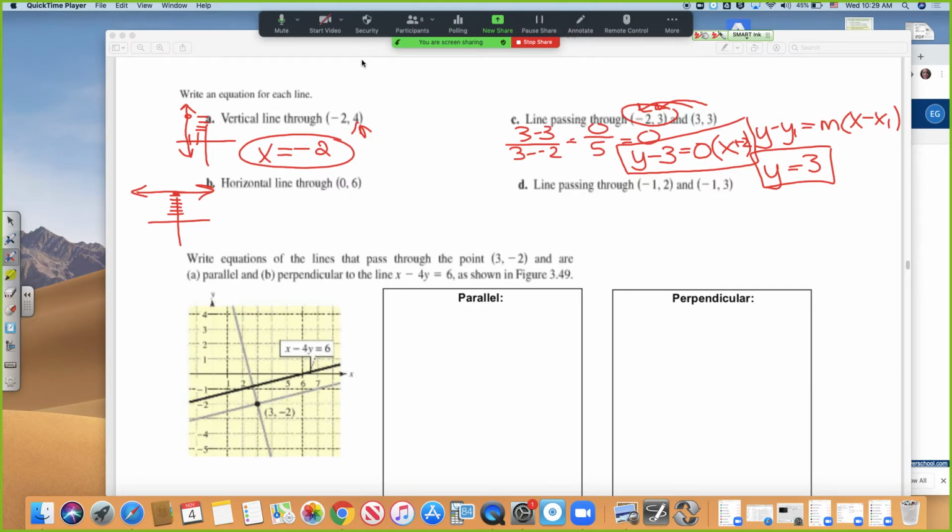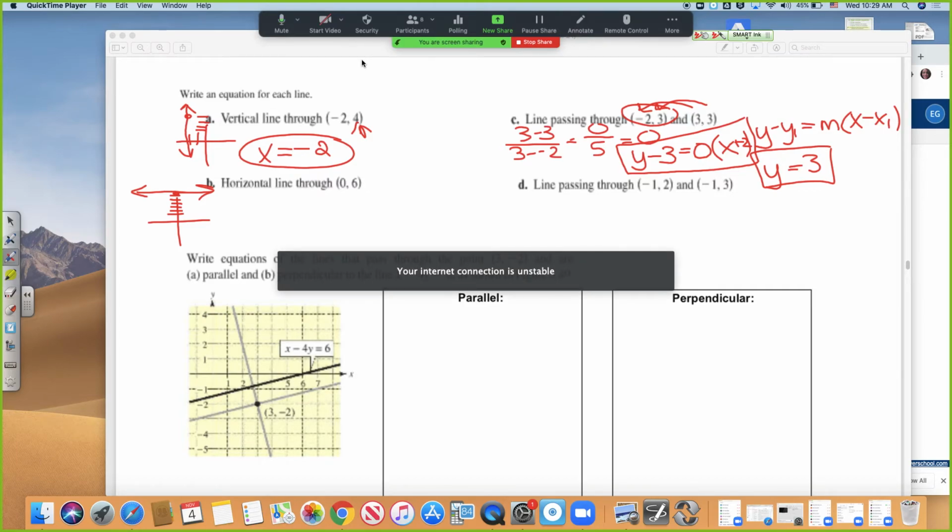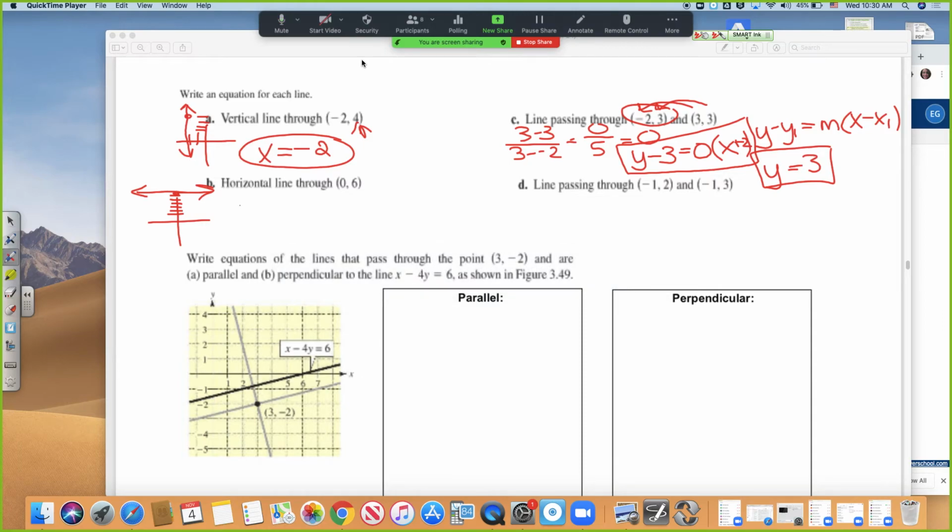You would just want to remember that it's either going to be y equals or x equals, depending if it's horizontal or vertical. Because this is a horizontal line and it passes through 6 on the y-axis, this equation would be y equals 6. Because no matter what x is, y is always going to be equal to 6.